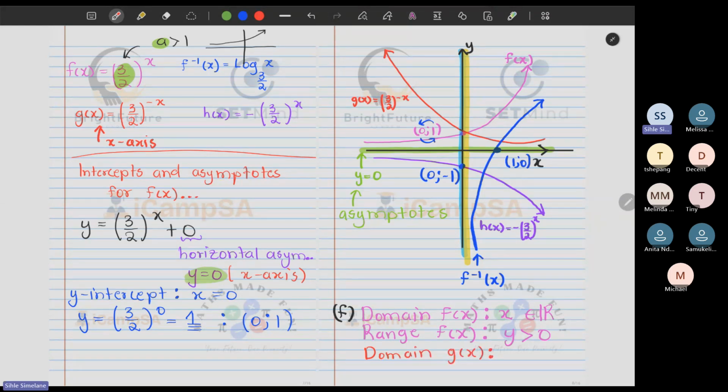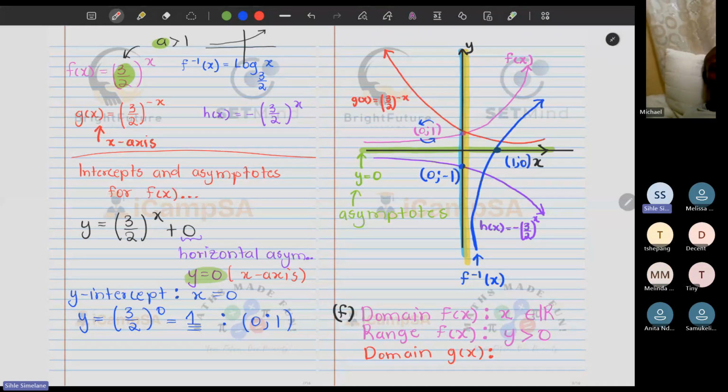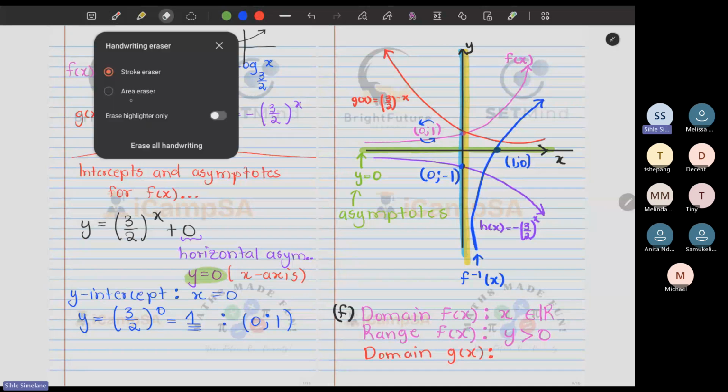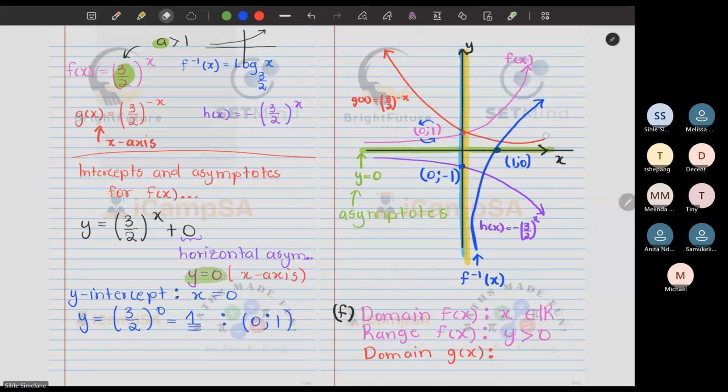When you look at g of x there, is it constrained as far as how left and how right it can go? Meaning we're speaking about x values. You guys see any constraint on the graph of g on how far it can go to the left and right? No. Answer is no. So x is an element of real numbers.